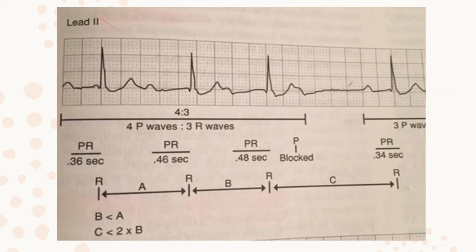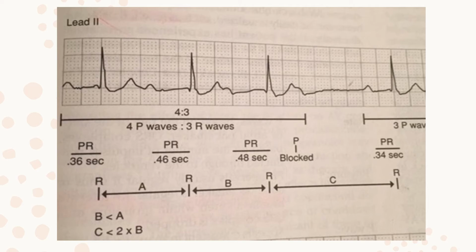So here you can see an example of 4 to 3 conduction. You've got 4 P waves to 3 R waves. You see the PR interval is progressively lengthening, 0.36, 0.46, 0.48, and then it's blocked. Then it sets back to semi-normal, 0.34 seconds.